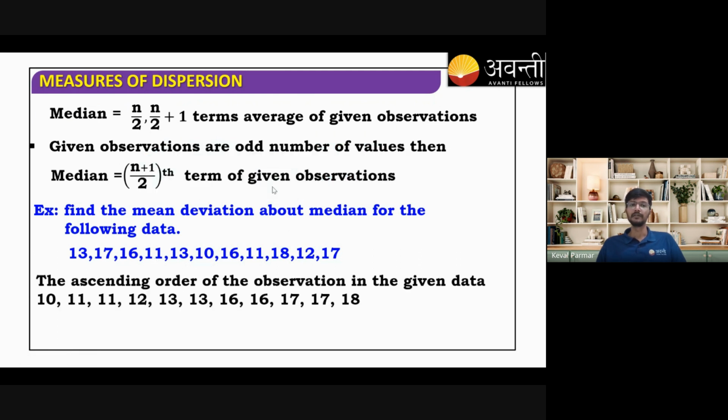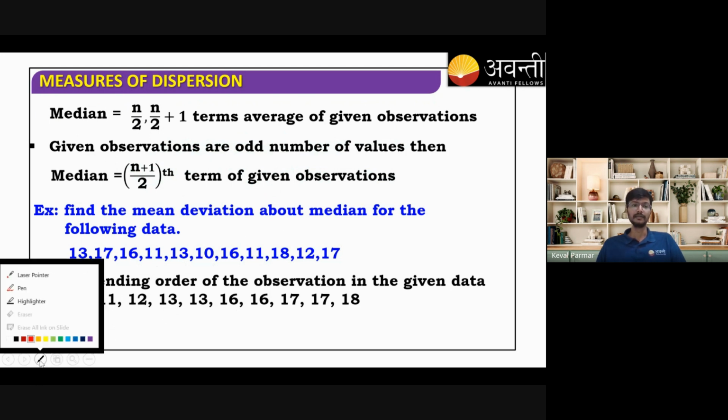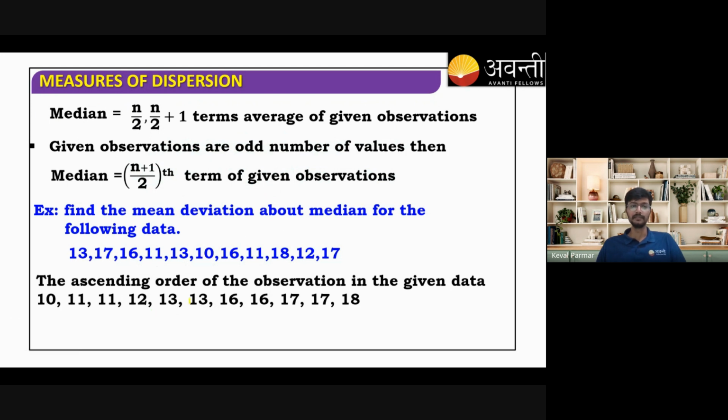In ascending order, so here is the ascending order. Now, if you see, the number of terms are 1, 2, 3, 4, 5, 6, 7, 8, 9, 10, 11. So the middle term will be the median. Here, the middle term is 13, right? So 13 is our median.